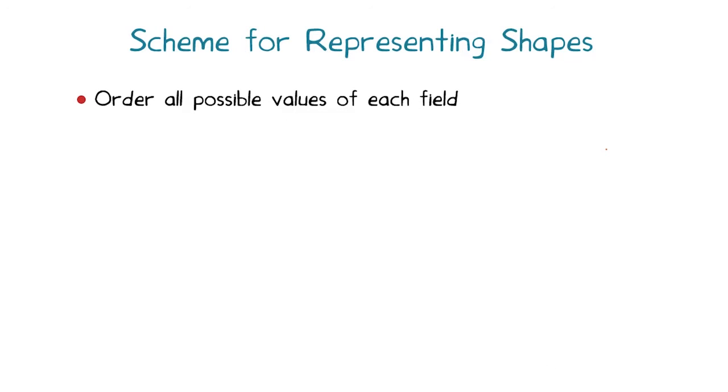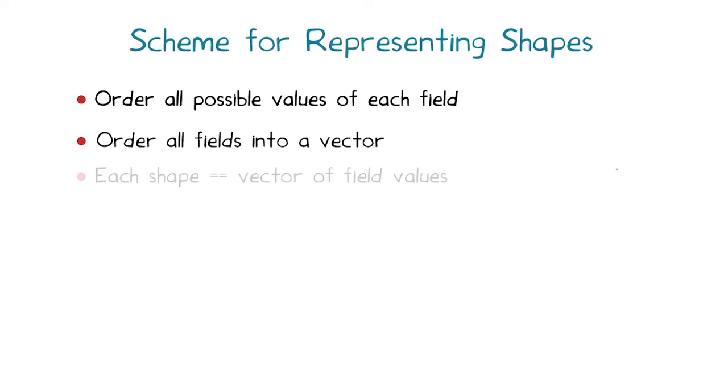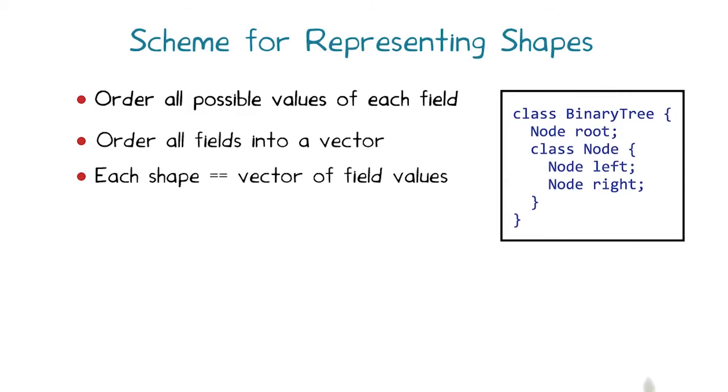To represent shapes, Korat arbitrarily orders all possible values of each field, assigning each a unique ID, and it arbitrarily orders all fields into a vector. Each shape then is simply an assignment of values to fields in the vector. Let's look at a binary tree example to elucidate this concept.